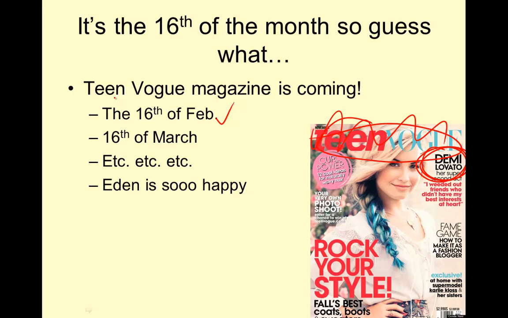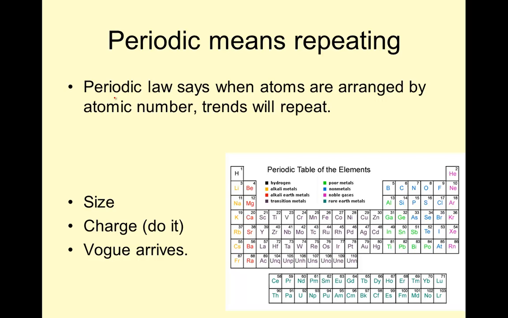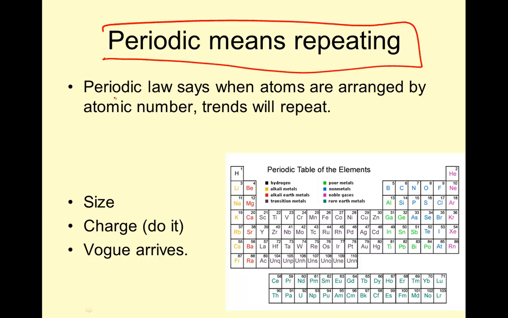So magazines are called periodicals, right? And periodical means repeating. So here's what you really need to write down. Periodic means repeating. The periodic law says when atoms are arranged by atomic number, trends will repeat.